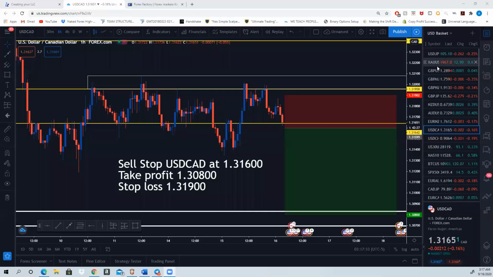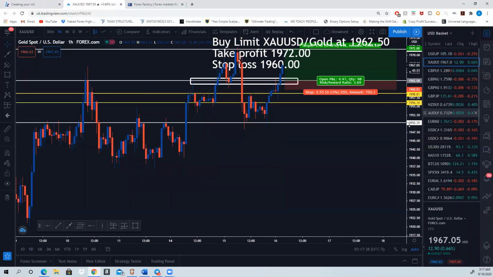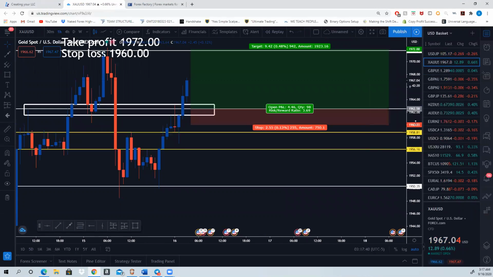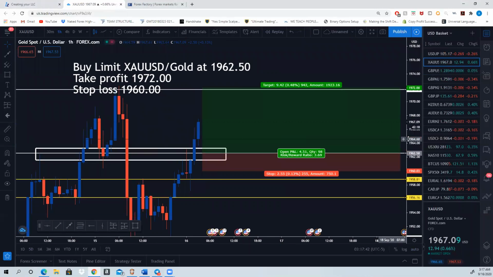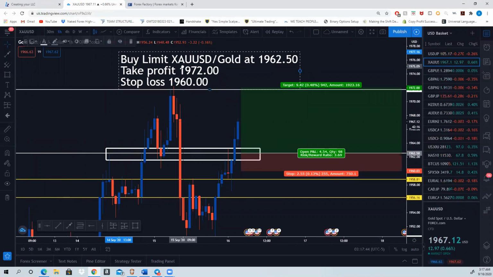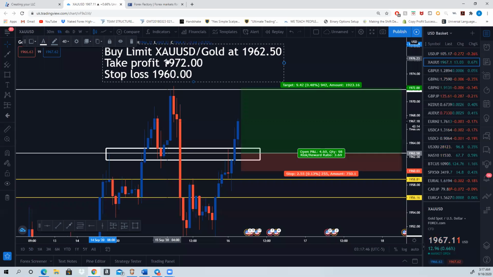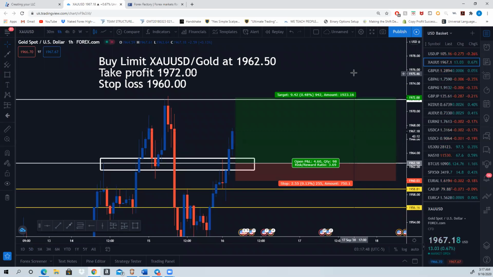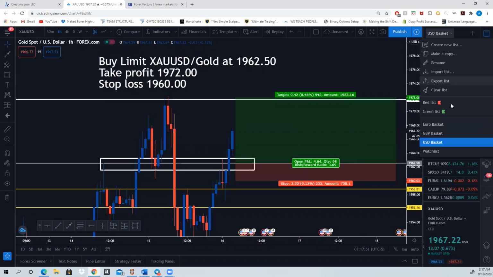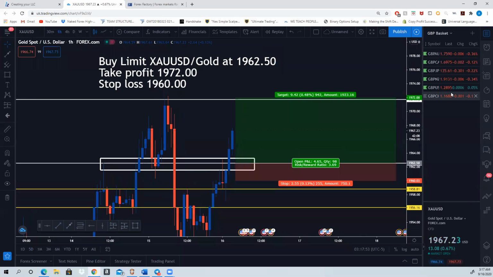Okay. So, oh man, this is taking off already. Not giving pullback. All right, GBP CHF.